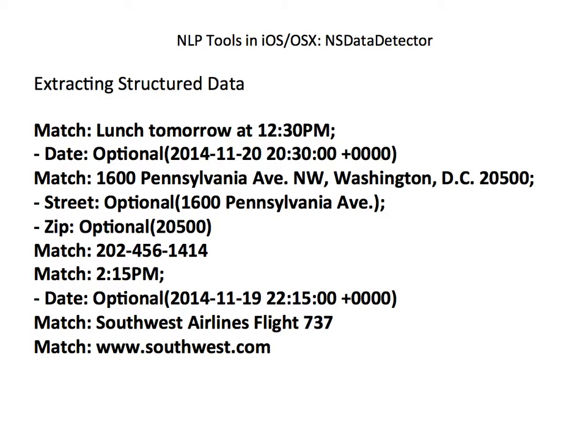It's easy to see how this information could be used to create calendar events and address book contacts, allow a user to call someone, check flight information, open a link in a web view, and much more. So that's how you can use NSDataDetector to extract useful information from text and convert it into structured data.